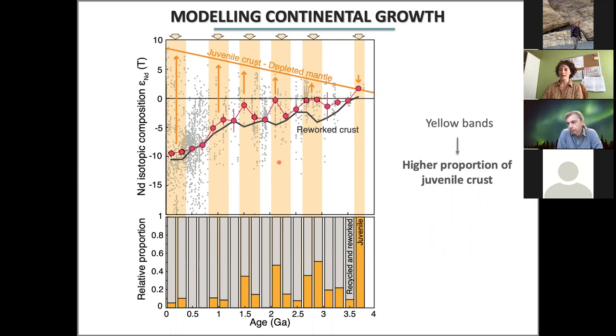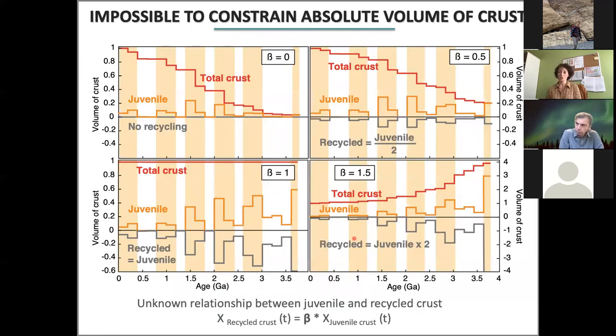So as I told you, we can only extract the proportion of juvenile crust. I'm not able to determine the proportion of recycled or reworked crust, because the model is not under constraint to do that. I cannot constrain the absolute volume of crust through time. We need to know the relationship between recycled crust and juvenile crust.